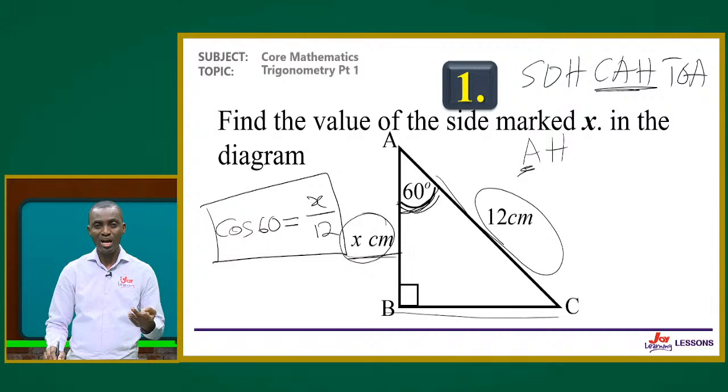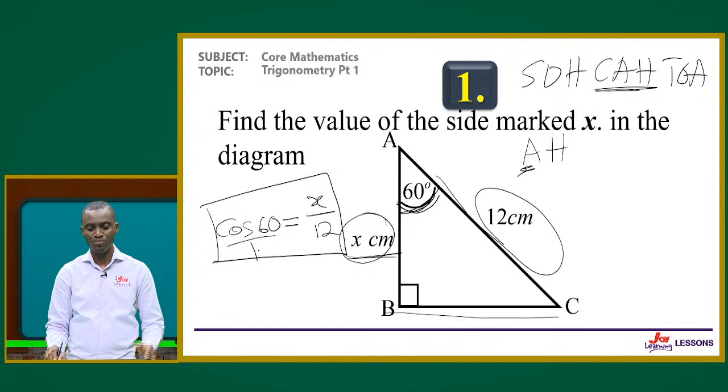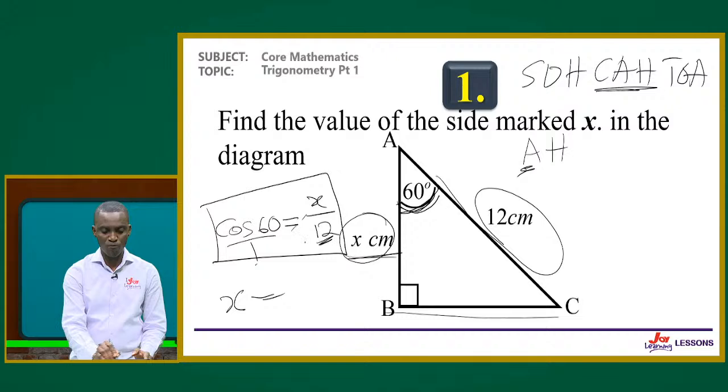So how do we make x the subject? We can do what we call cross multiplication. You know, cos 60 can be written as cos 60 over 1. So when I do cross multiplication, x will multiply 1 as x, and then 12 will multiply cos 60 as 12 cos 60.